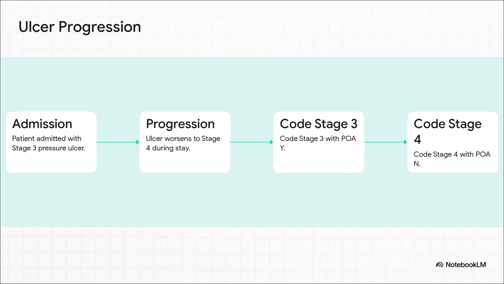This is critical. That stage 4 ulcer is now a hospital-acquired condition, an HAC, and that POA flag tells the DRG grouper not to increase the payment for it.